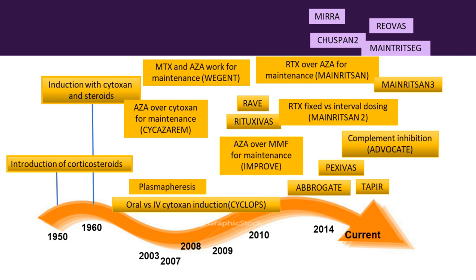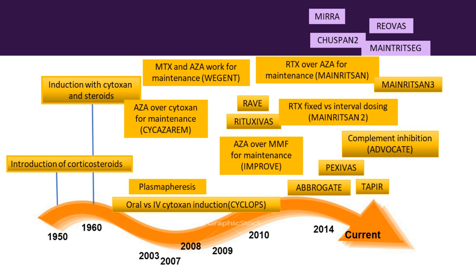So what are we doing? Where have we been? Where are we going? This is not drawn to scale clearly, but you can see up until basically 2000, we were using steroids and Cytoxan, right? And since that time, there have been so many trials, and this is just a smattering of them. So there have been a lot of studies really trying to figure out what's going on with these patients and what can we use to get them into remission and to keep them there.